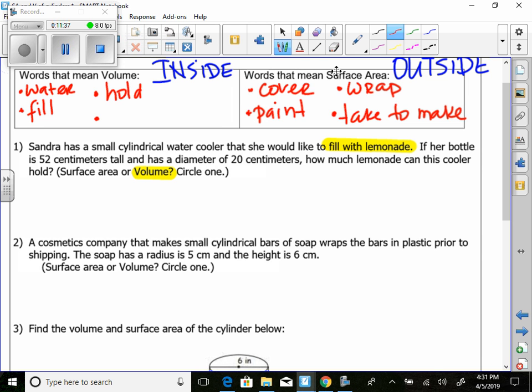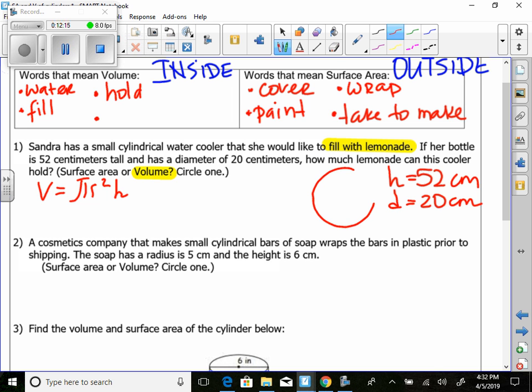So the bottle dimensions are 52 centimeters tall, and the diameter is 20 centimeters. Okay, so let's begin with writing a formula down and see what kind of information we have and what's missing. So volume would be pi times radius squared, which will give me the area of a circle, times height will give me the volume. All right, so the formula calls for radius, but I don't have a radius.